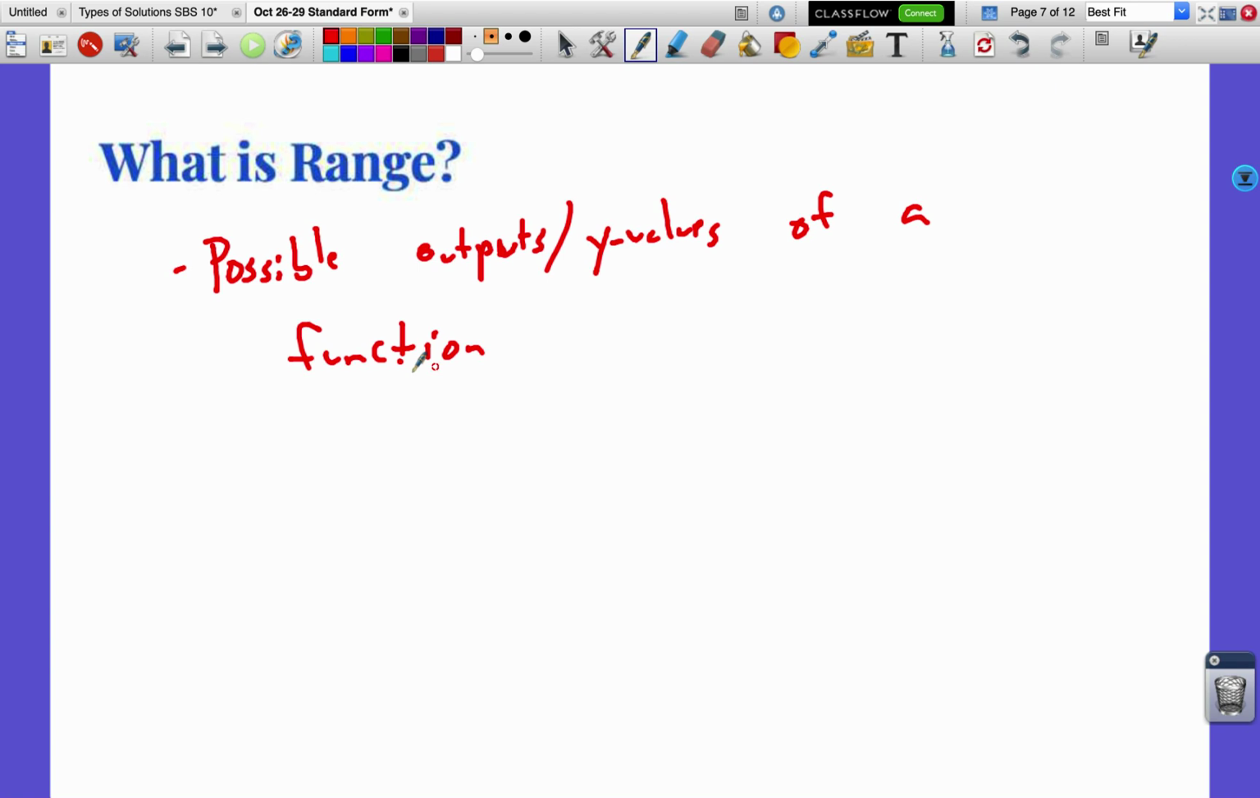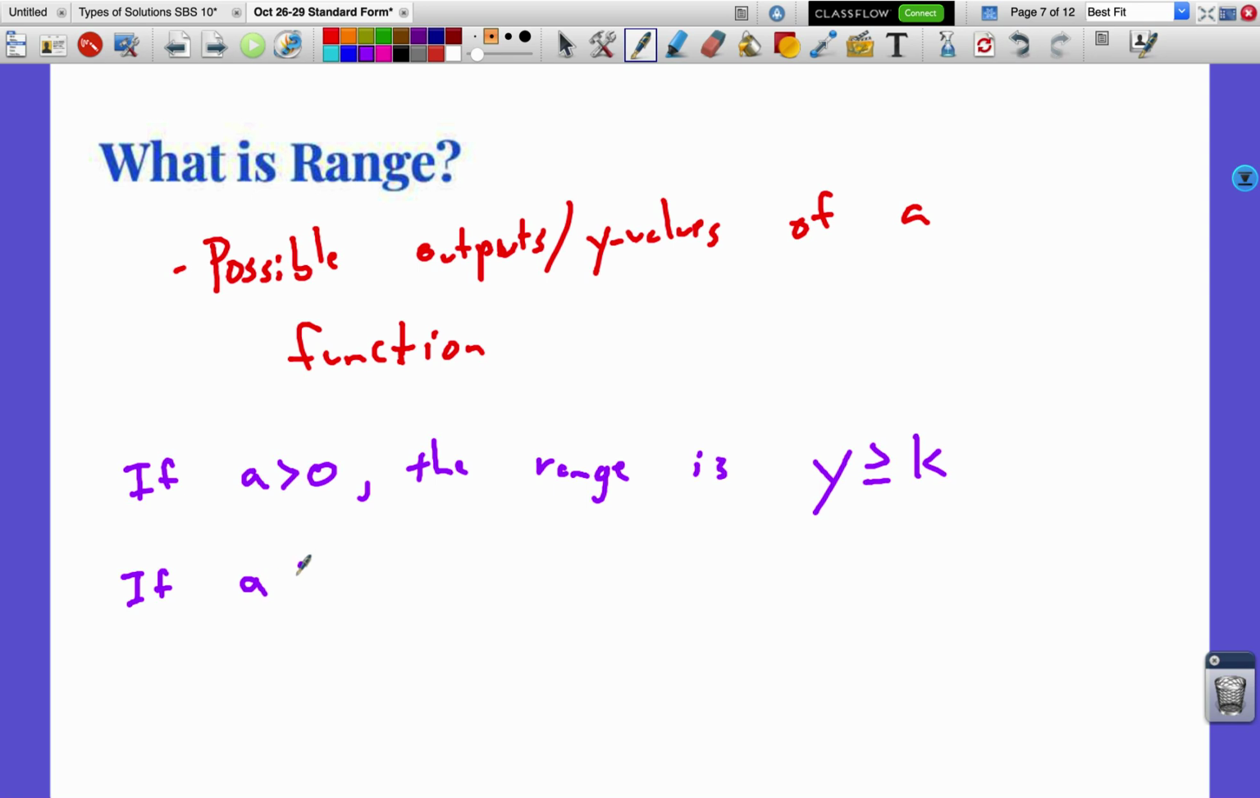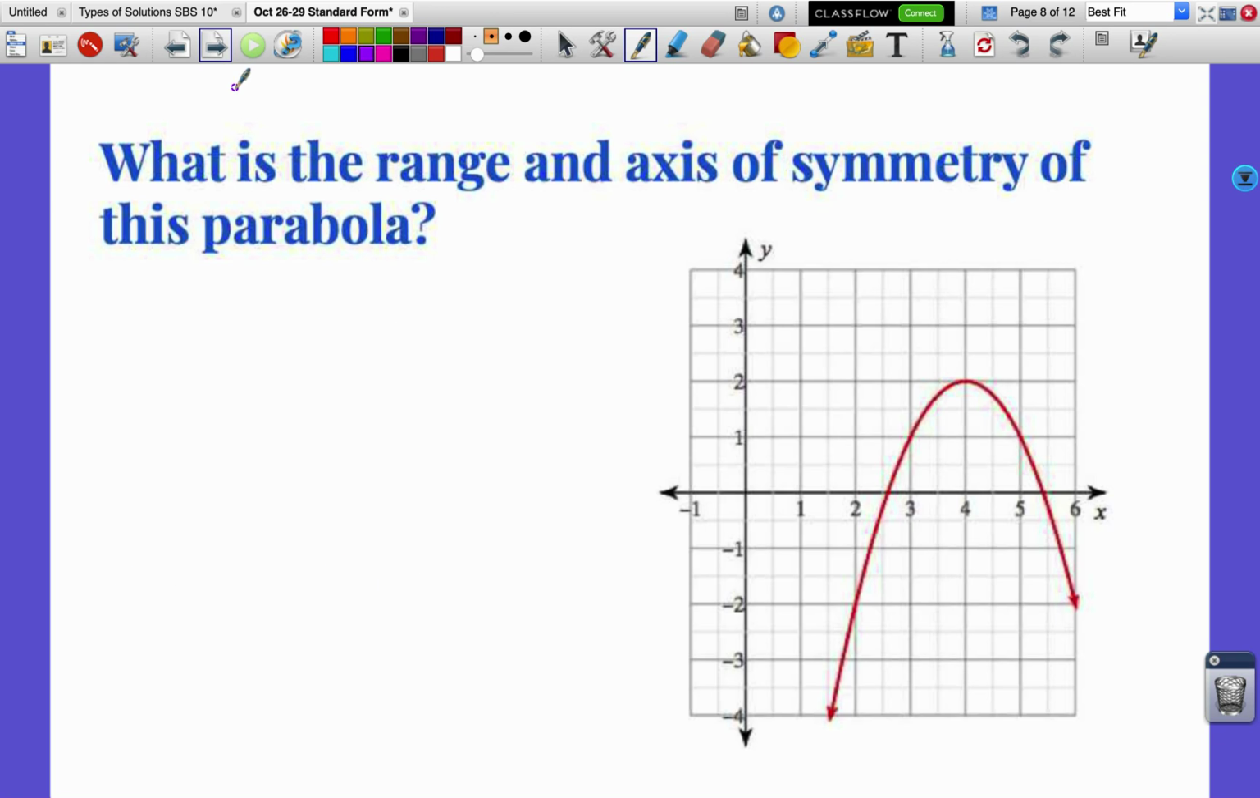Not write down function all the way. There we go. So the range for a parabola, if A is positive, so we'll just say greater than 0, and that means positive, the range is y must be greater than or equal to the k value. If A is negative, so if A is less than 0, the range is y must be less than or equal to k. It's impossible to output a y value greater than your vertex in this scenario because of the way that the parabola is opening. All right, let's try that on a real problem.